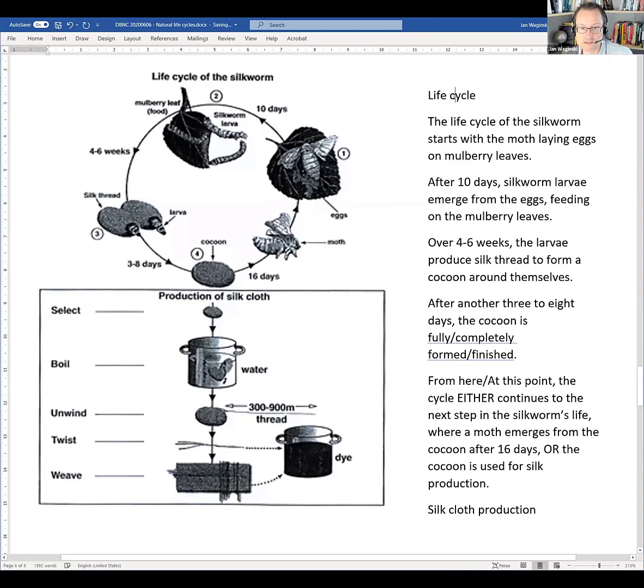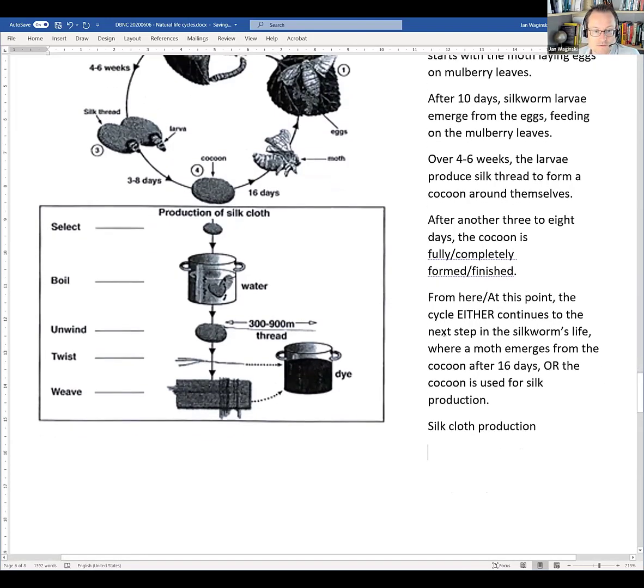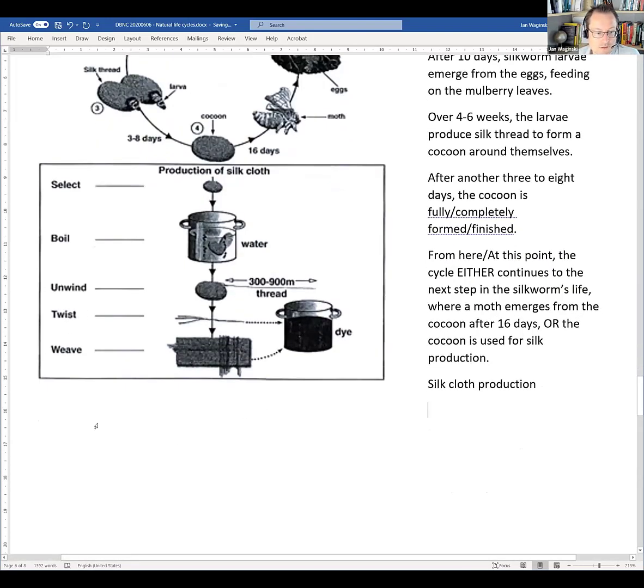So this is the life cycle stage. Now we're in the silk production stage. Go ahead, Chamri. Starting from boiling the cocoon.